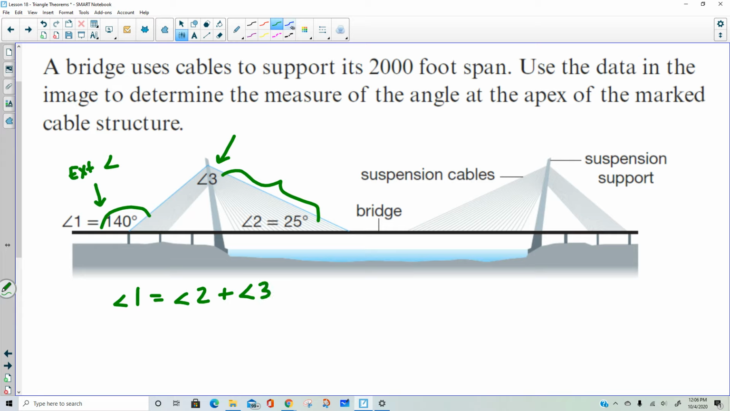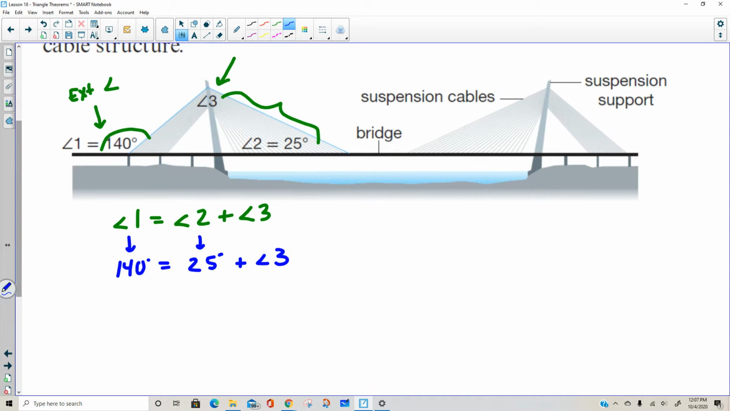All right, and now can we substitute? Do we know what angle 1 is? We do, it's 140 degrees. Do we know what angle 2 is? We do, that's marked as 25 degrees. And so we're just going to be solving for angle 3. Therefore, after subtracting 25 from both sides, 115 degrees is the difference. So angle 3, 115 degrees.